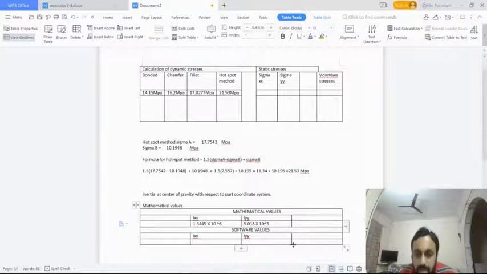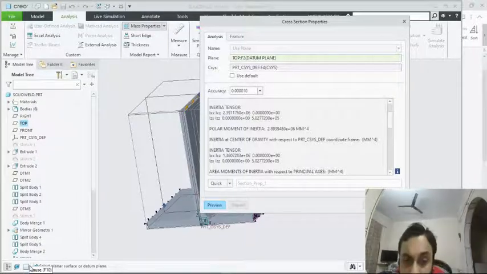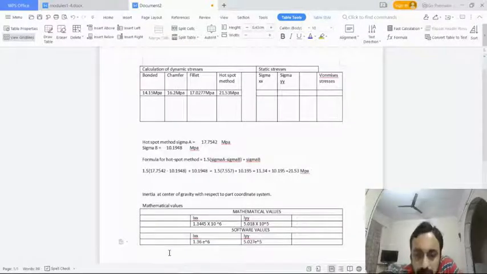So these are our mathematical values, and the software is providing us with the value of 1.36 e to the power 6 for IXX and 5.027 e to the power 5 for IZZ or IYY in this case. So these are the mathematical value and software value for the inertia with respect to the part coordinate system.